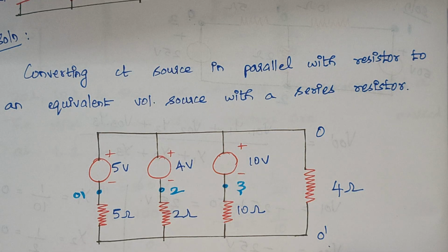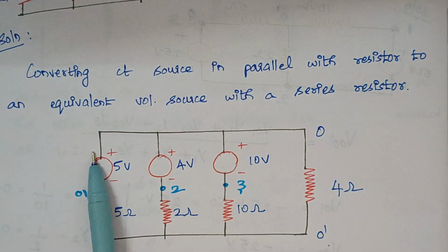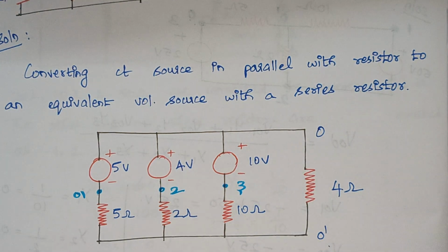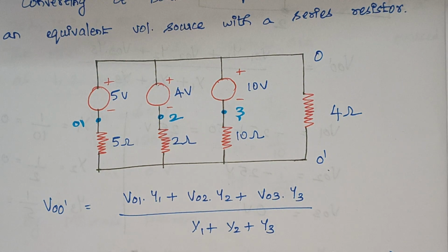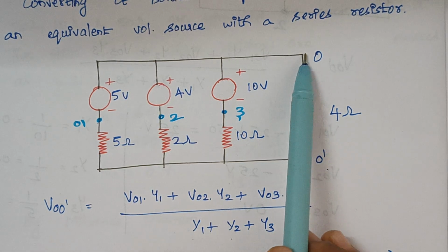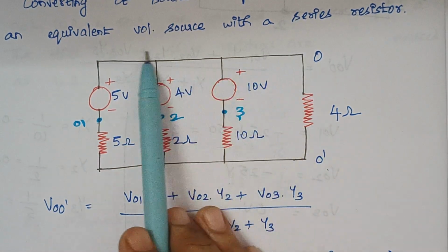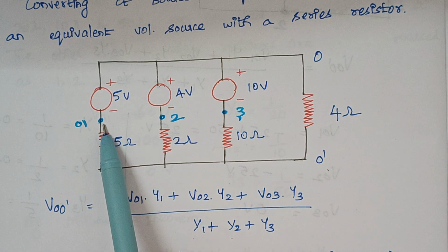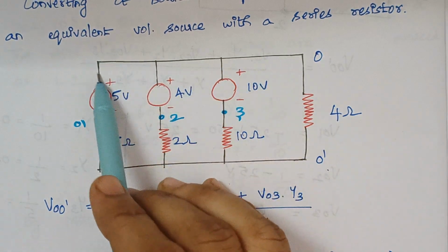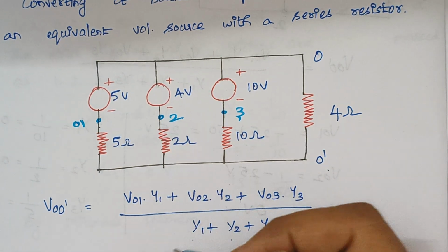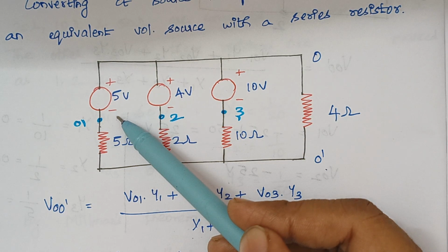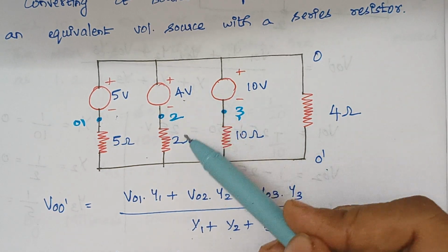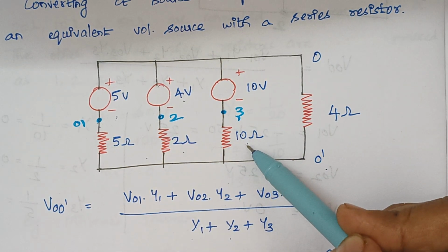By formula, you see here we have 3 voltage sources and those 3 are connected with this O. So while writing, this is our formula: VO1 Y1, VO2 Y2 and VO3 Y3 divided by Y1 plus Y2 plus Y3, right? Here we know the values. It is directly connected to a voltage source, so when you proceed, you see it moves from plus to minus here. Therefore here we write minus 5 into 1 by 5, and here again minus 4 into 1 by 2 and minus 10 into 1 by 10 here.